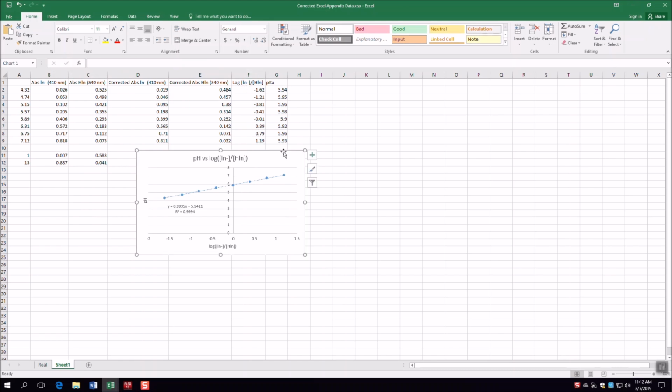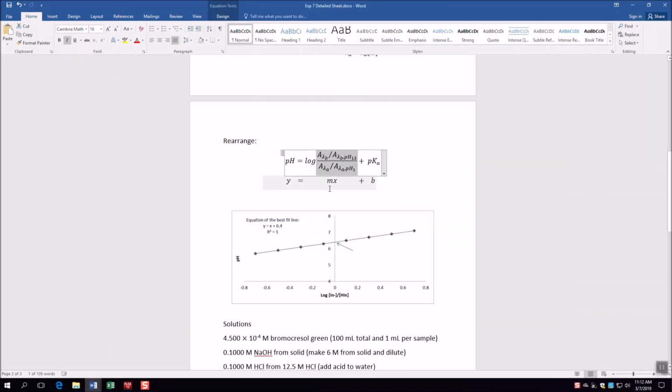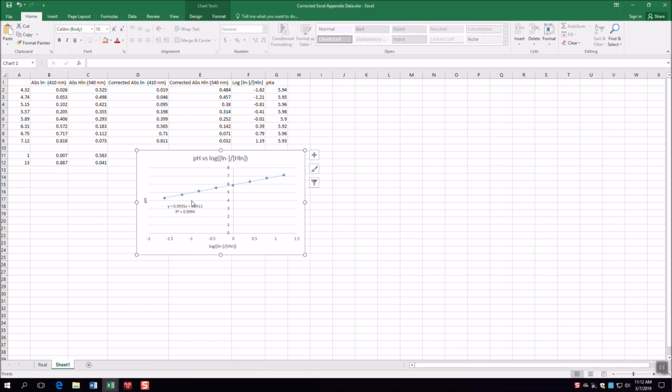Now what I've done in this graph is graph on the y-axis my pHs, taken from over here, and on the x-axis my log of IN minus divided by HIN concentrations, which are these values that I solved for here. And as Colin covered at the beginning of the video, when you do that, your equation is in the form y equals mx plus b, and our b value is our pKa. So if we look at our graph, we see that our b value, once you've added a trend line, in this case is 5.94. So according to the graph, the pKa of the material I used for this example is 5.94.